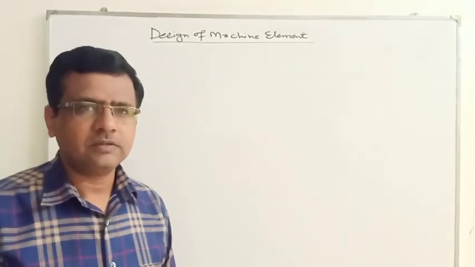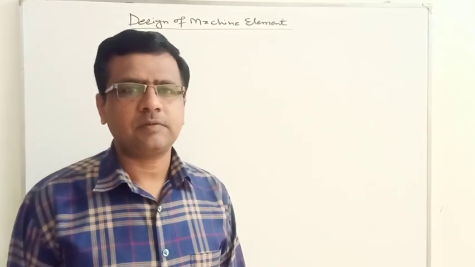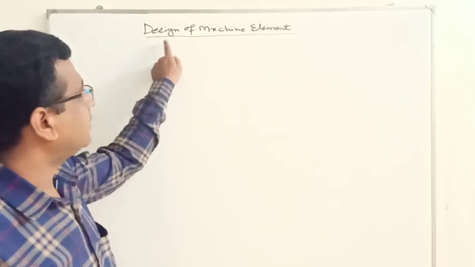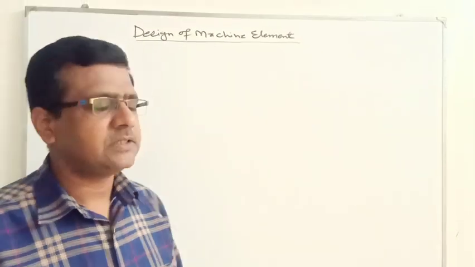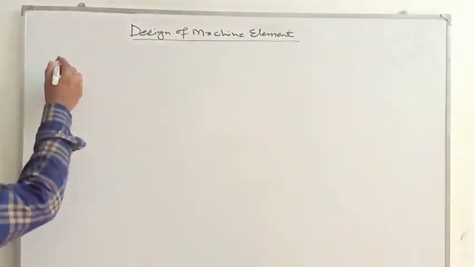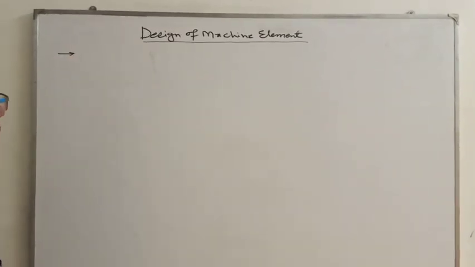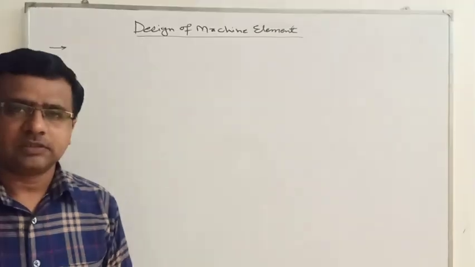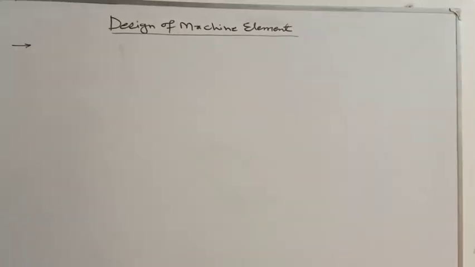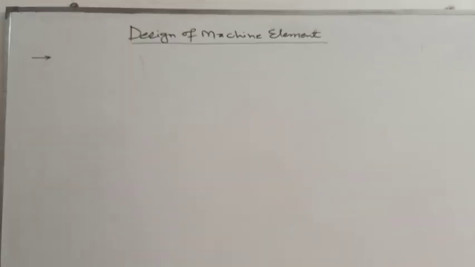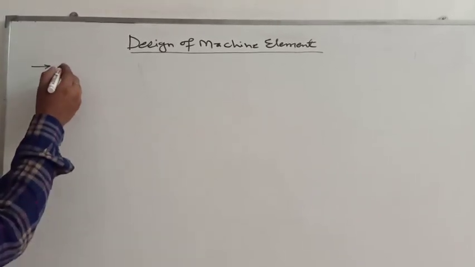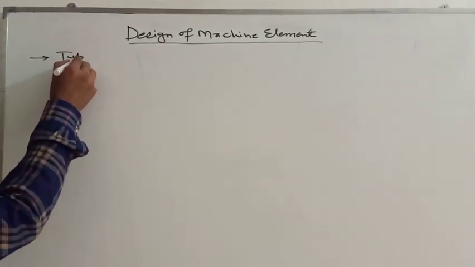Hello friends, today we will discuss some basics of our subject, design of machine elements. Friends, as you all are aware of the various types of materials and material properties in your subject of material science, let's start with the various types of engineering materials.